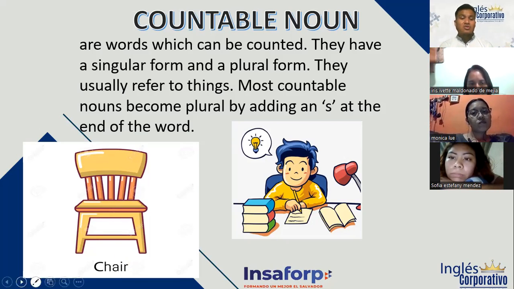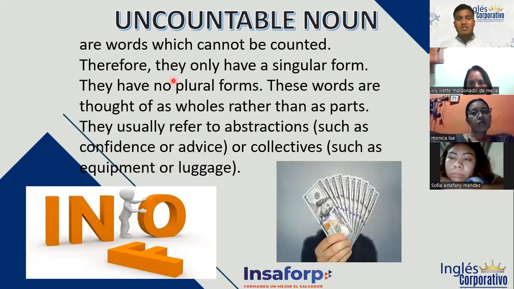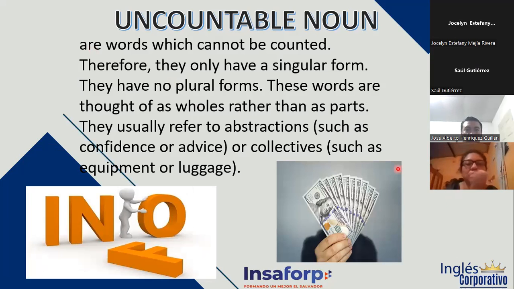Now, let's go with the part of the uncountable nouns. So, Saul, thank you. And also, Zulma. So, Saul, you are going to help me from here until here. And Zulma, from here until here. So let's go. Uncountable nouns are words which cannot be counted. They only have a singular form. They have no plural form. Thank you very much.